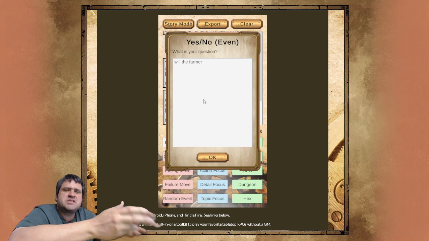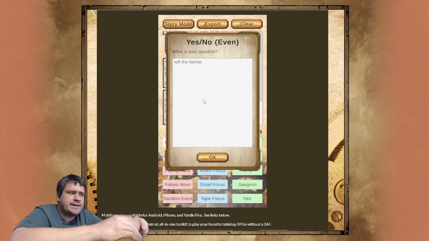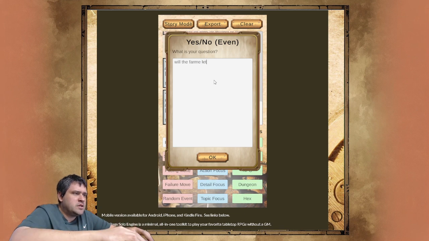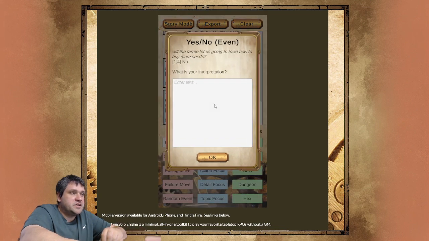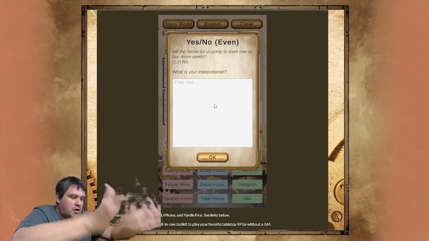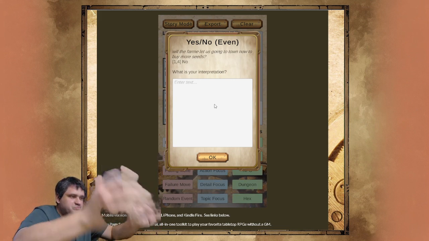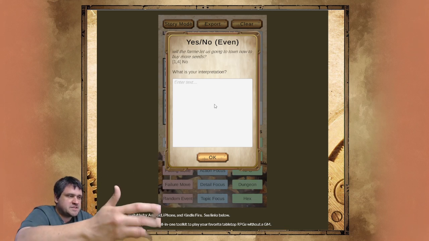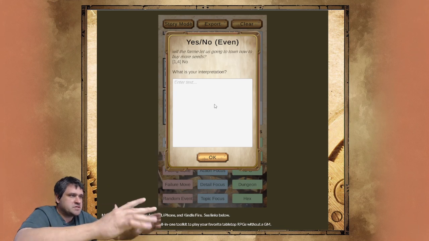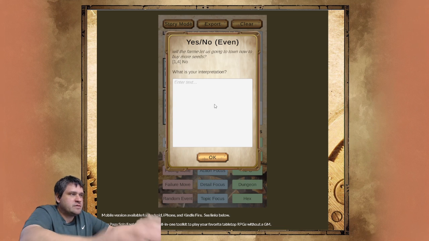I always feel like we're the son in the story, like the farmer is our dad. Will the farmer let us go to town now to buy more seeds? No, he is strictly no. Oh yeah, now I'm seeing it: basically he is our father, and we are the son of this NPC. Something is bound to happen at this point. But he is strict, and won't let us leave.